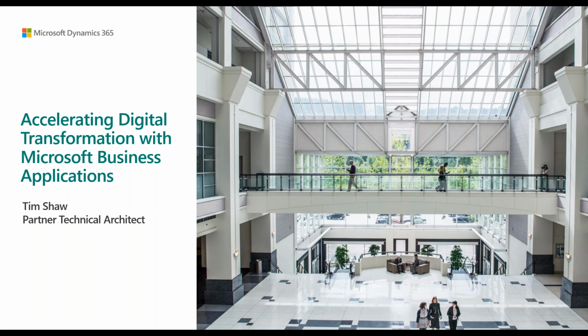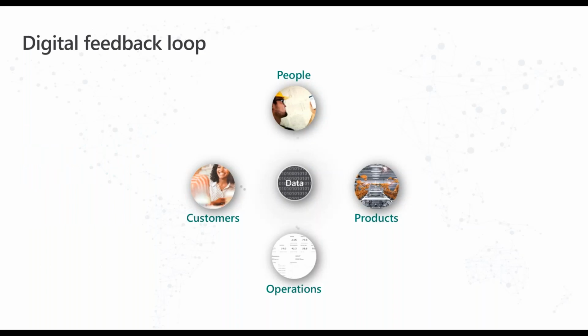So one of the things from a business application perspective that we concentrate on is what we call the digital feedback loop. So I'm going to talk a little bit about that today and build that out a bit more, because that's across all of our business applications, very important to us. So we have people, which is your employees, or could be subcontractors, but people. We have customers, we have products, and we have operations. So it's getting that information from those outlying sources, but also getting information to those outlying sources from all of these different pillars that we're talking about on the screen.